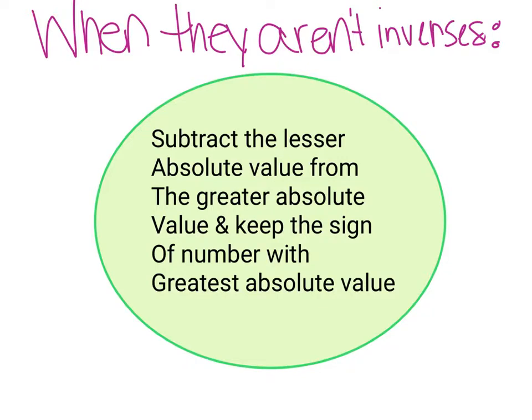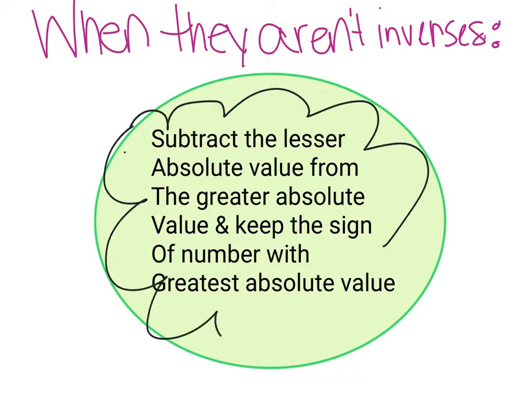Okay, so when the numbers aren't inverses, so when they're not opposites, you're going to subtract the lesser absolute value from the greater absolute value and keep the sign of the number with the greatest absolute value. Now I know that that definition sounds weird. Make sure you write this down, and then we will go ahead and do some examples so that it makes better sense. But please make sure you get that written down.